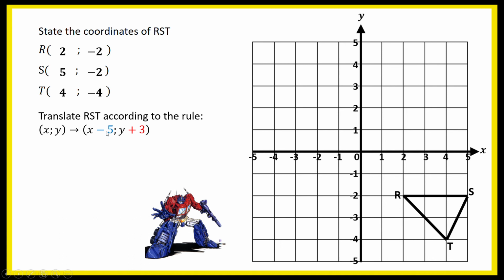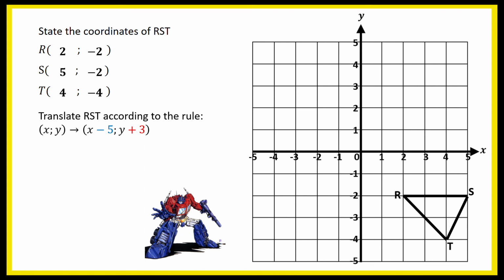That means I'm moving left by 5 units because I'm subtracting. If I was adding, I would be moving right by 5 units. I need to add 3 to my y coordinates. So all of these I'm adding 3 to, and because I'm adding, I'm moving up. If I'm adding to y coordinates, I'm moving up. If I'm subtracting from y coordinates, I'm moving down.